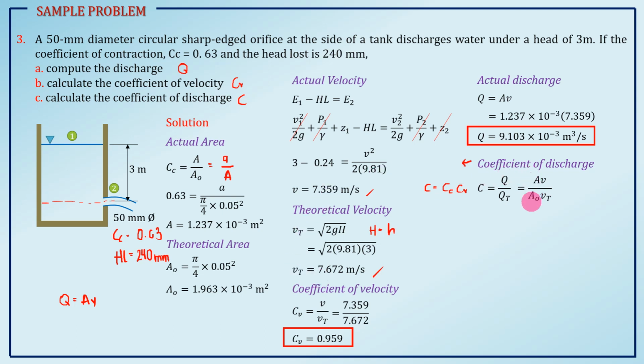So, substituting the values of area and velocity here, now we have the value of the coefficient of discharge, 0.604. Again, that is unitless. This 0.604 will also be the answer when you multiply the CC of 0.63 and this CV of 0.959. So they have the same answer. Actually, when you use CC times CV, your solution is shorter. You don't have to solve for the theoretical area and theoretical velocity. You don't need to solve for the theoretical area anymore, just CC times CV.